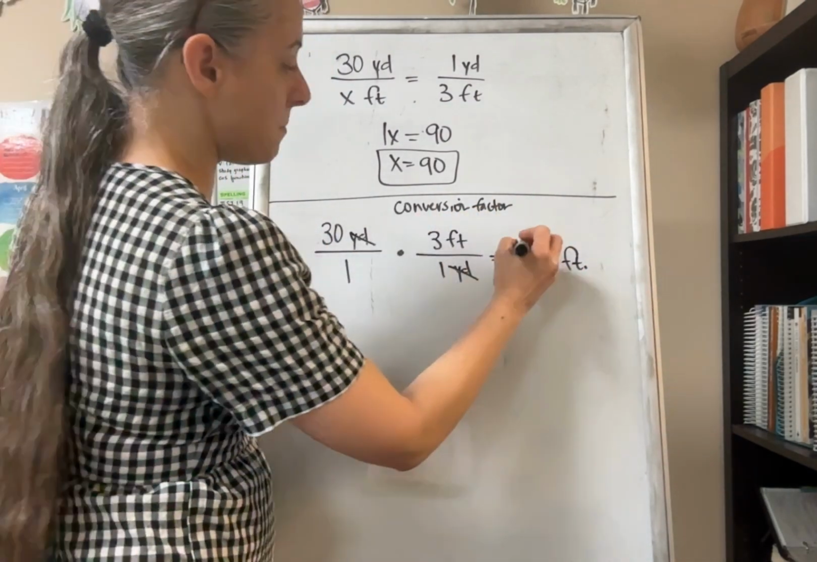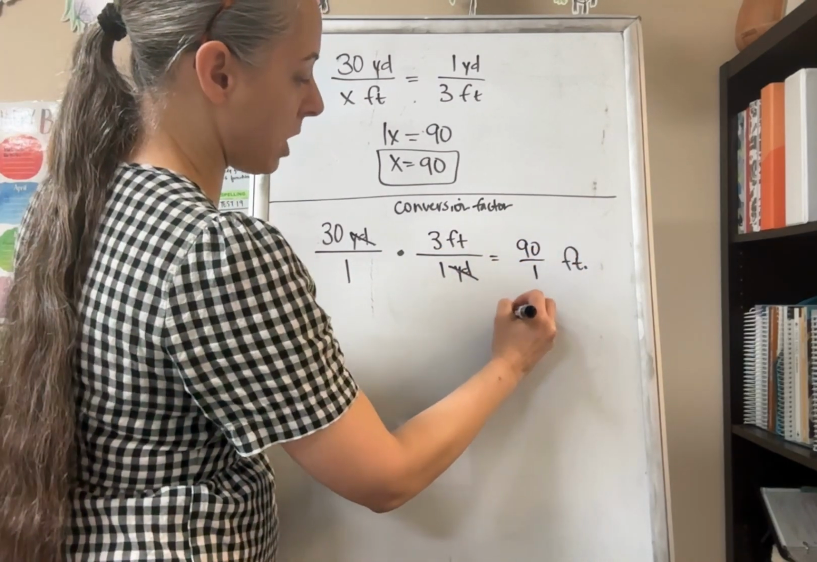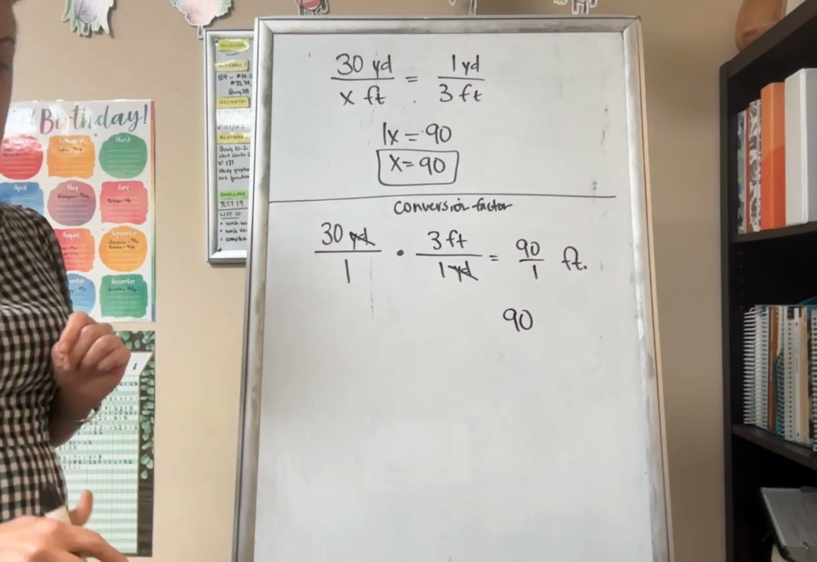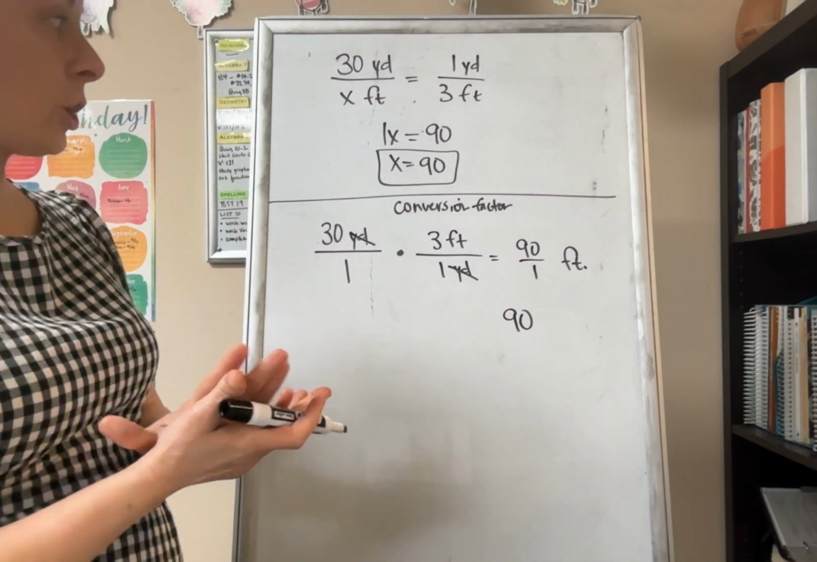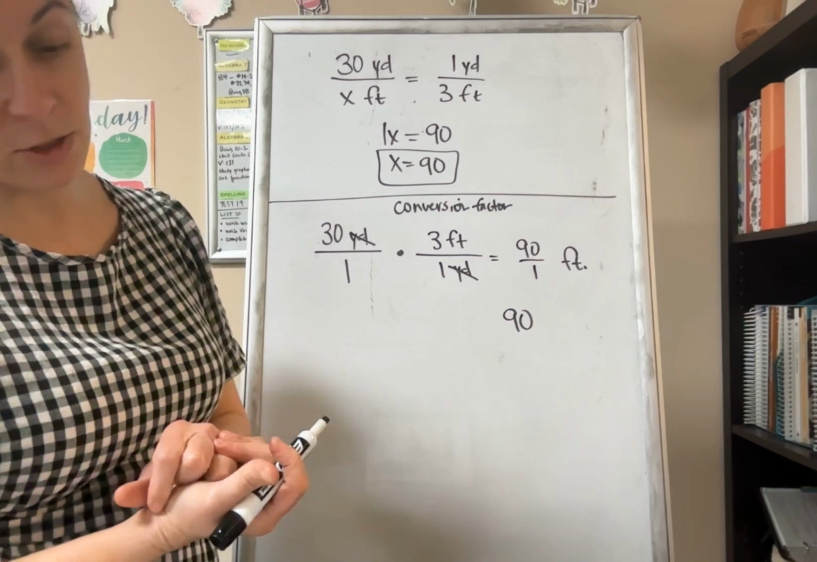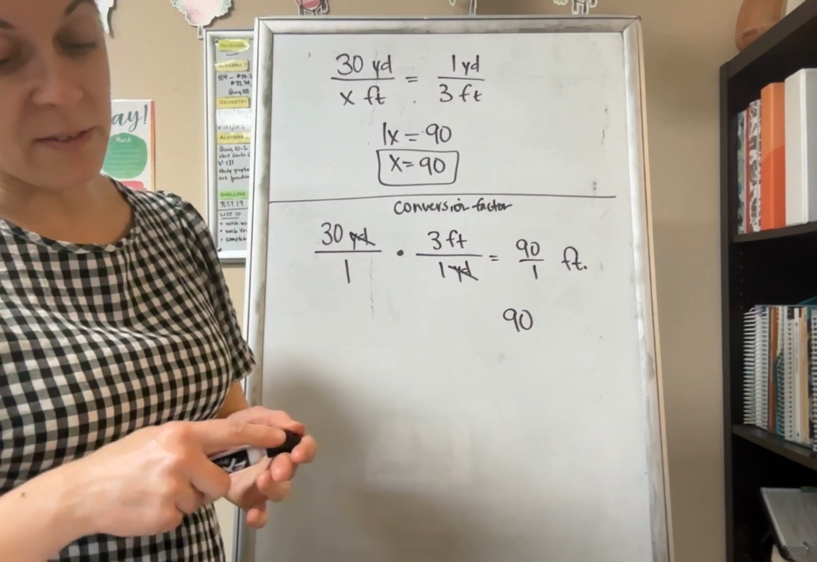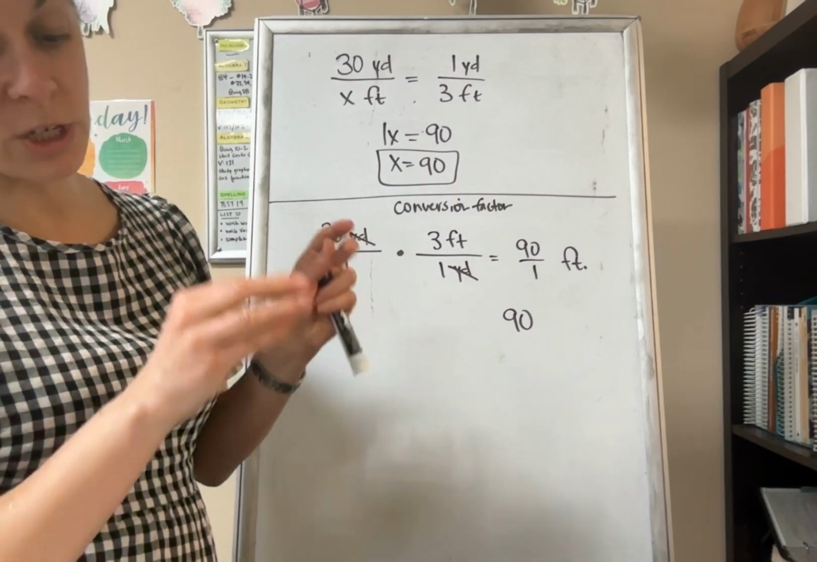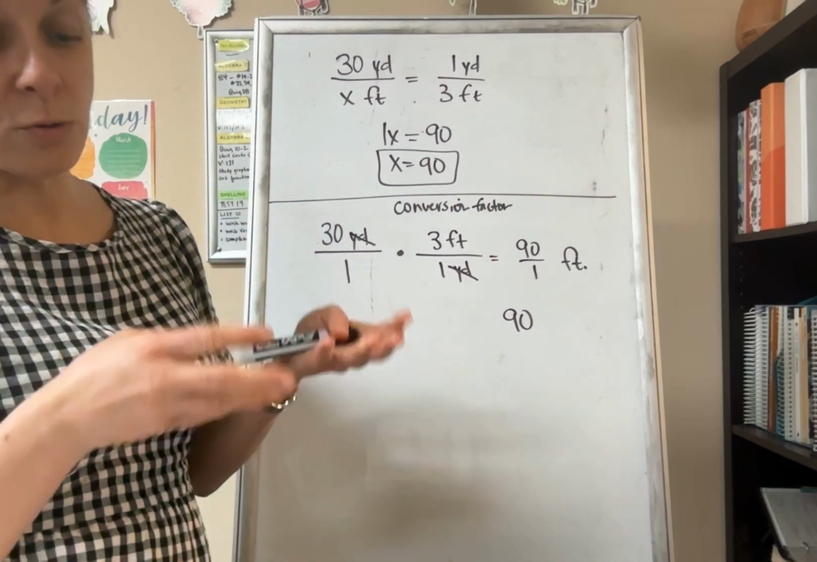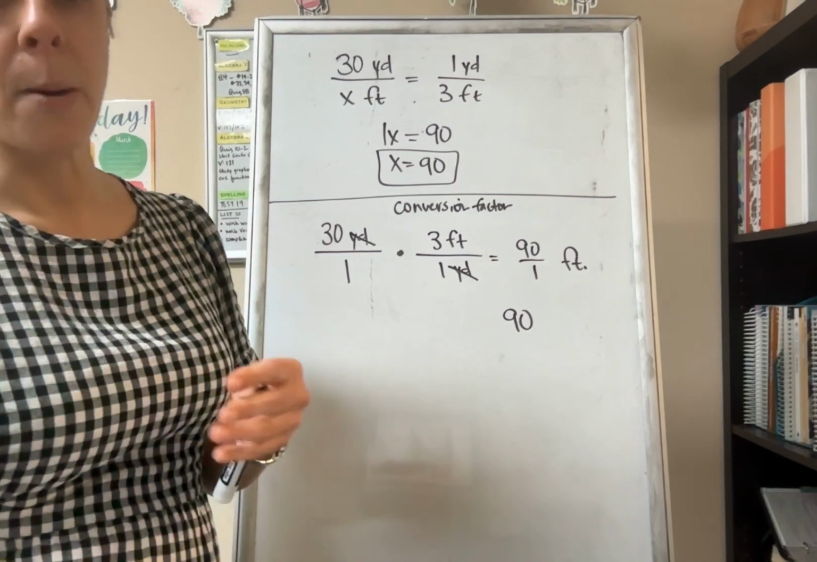30 times 3 makes 90. 1 times 1 makes 1. 90 over 1 is simply 90. So the same answer, just two different methods I can use to find that answer. Skill check A on page 344 gives you the opportunity to use proportions to solve 3 problems and then use unit conversion to find 3. So you get to practice both methods.